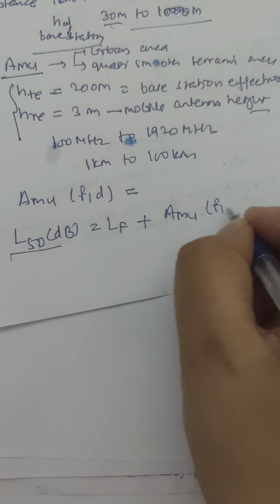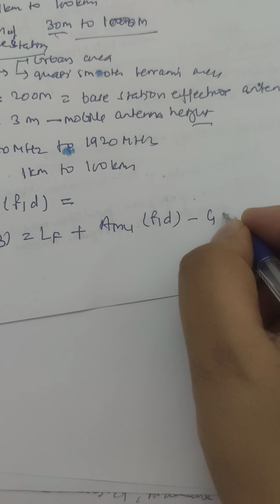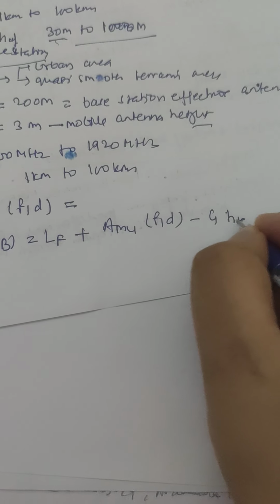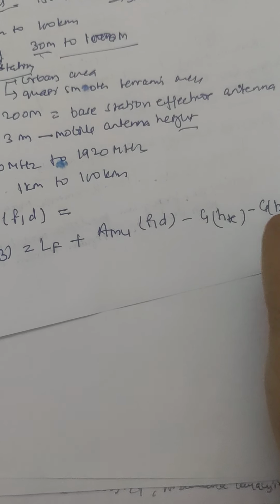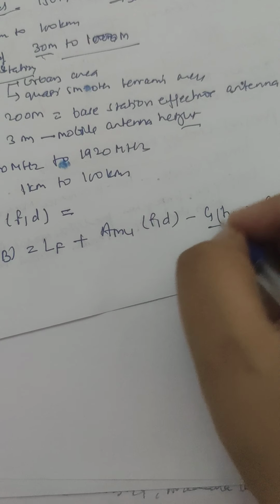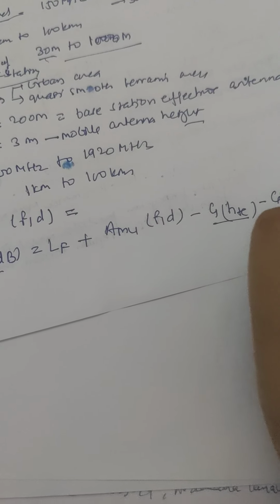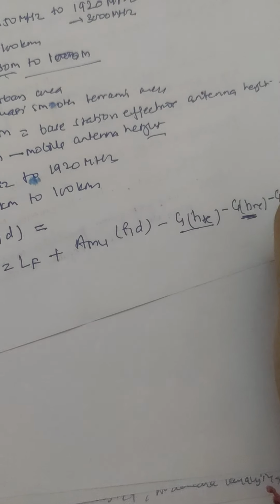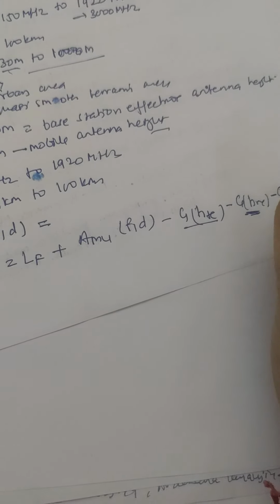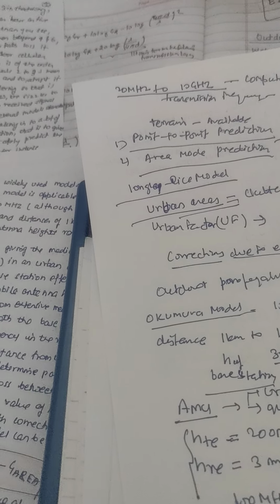AMU. There are two parameters, F and D, frequency and separation distance, then the gain at the height of the transmission antenna and height of the effective receiver antenna. This is the gain which is taken at the height of the effective transmission antenna, and this is the gain of the effective receiver antenna. And one more factor is here, that is the G area.